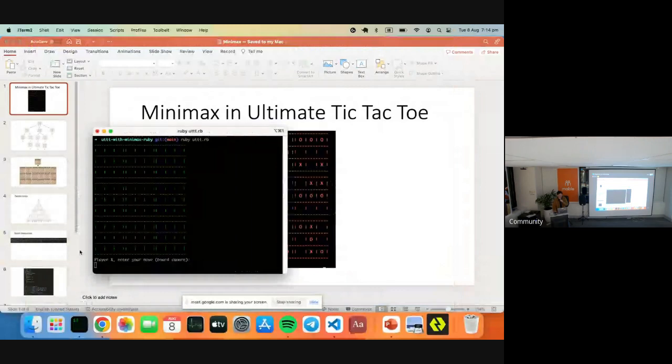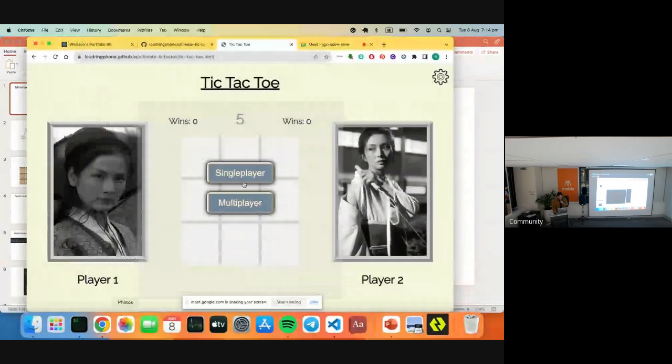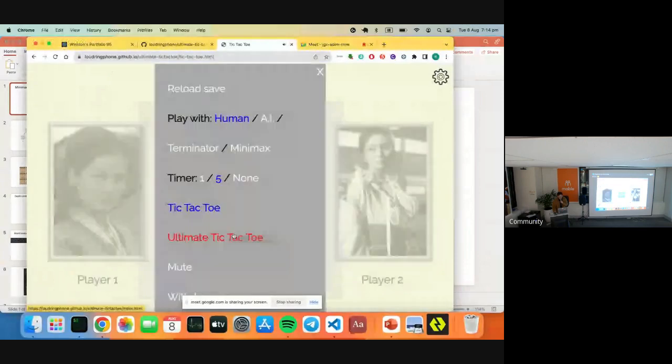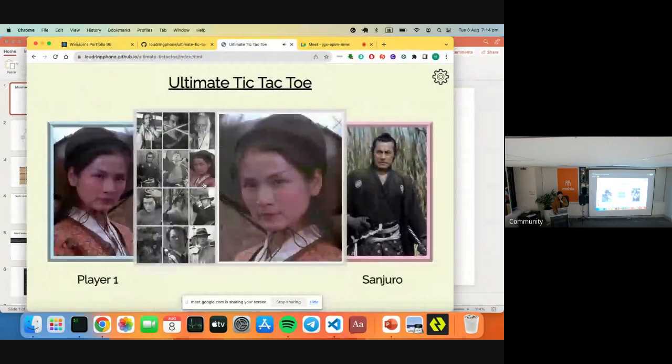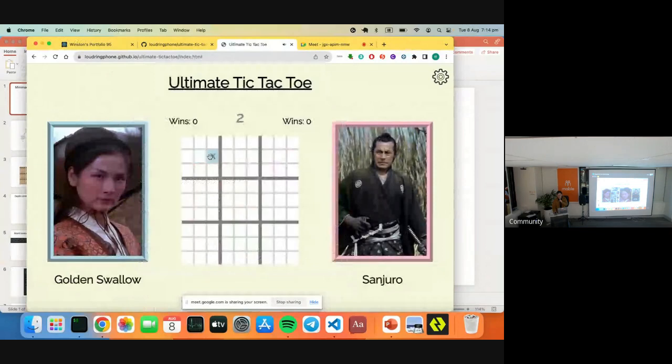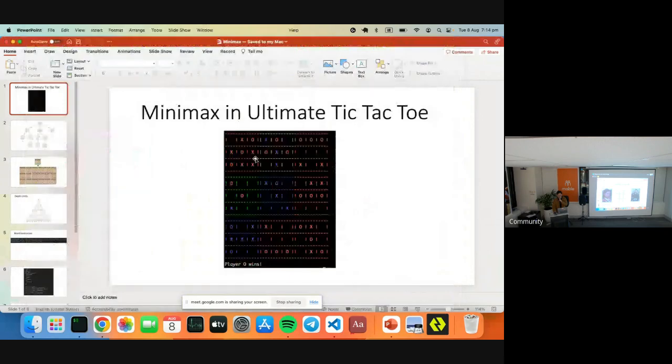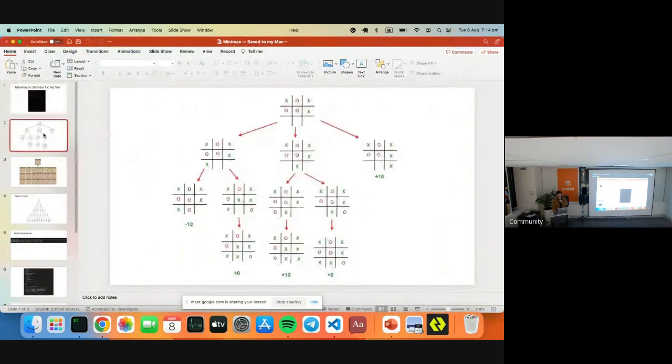So for the game, the goal is to win three. There are 9 local boards, so the goal is to win 3 local boards in a row to win. And then in this game, we can use something called Minimax.